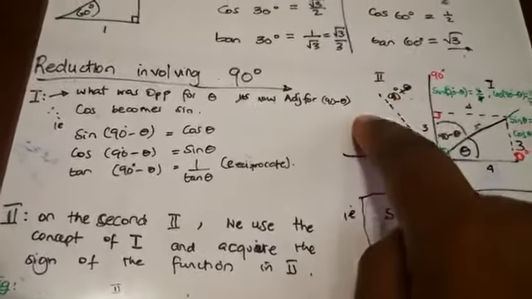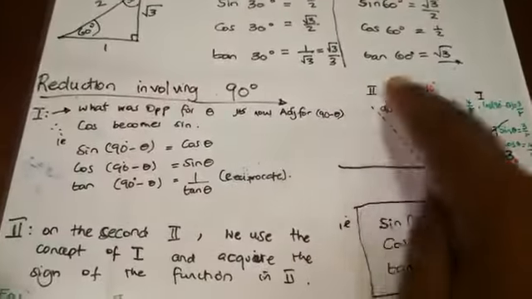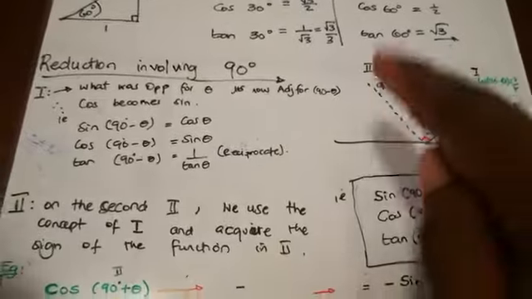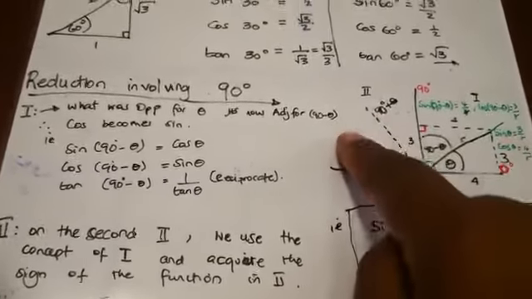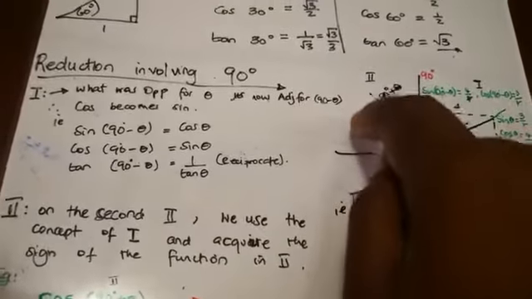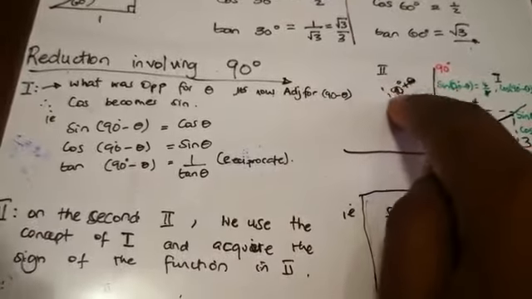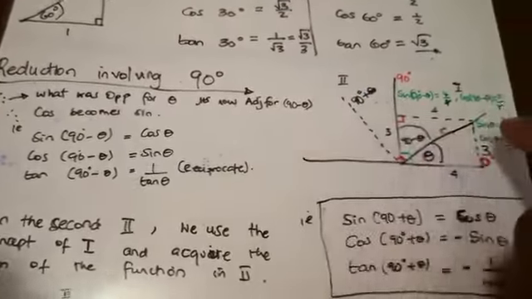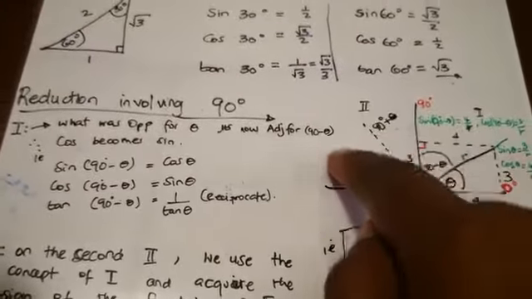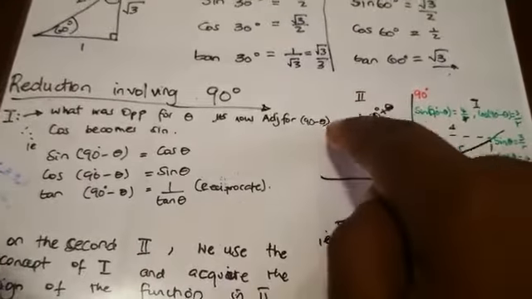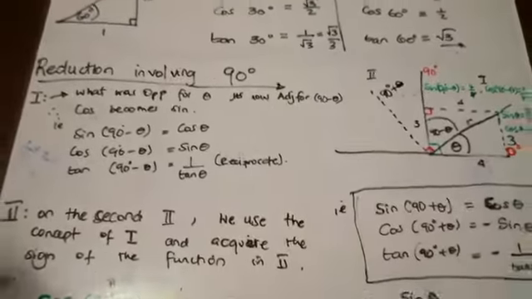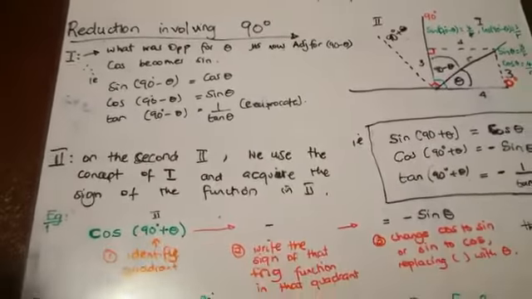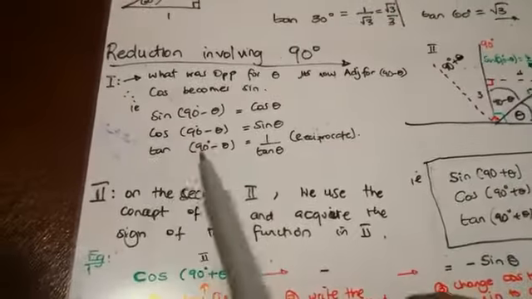Okay, and in the second quadrant, we use this information, and by information I mean you're still going to change sine to cos or cos to sine whenever you have 90 plus theta. But the only thing that is going to be different is that you must use the sign that is in that quadrant. Okay, so that's what I have written here.